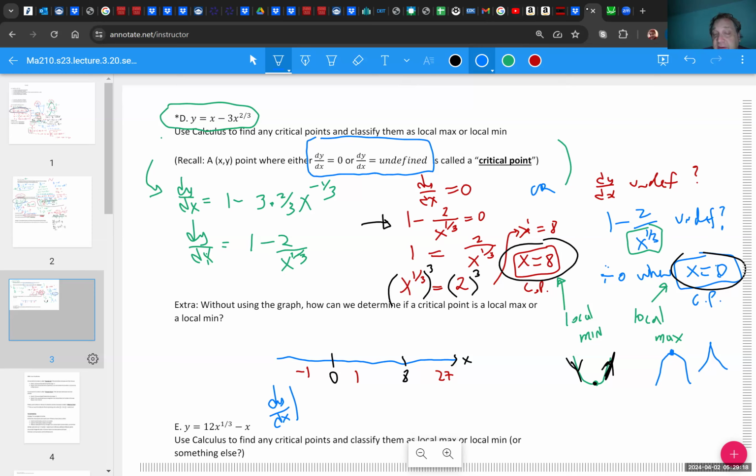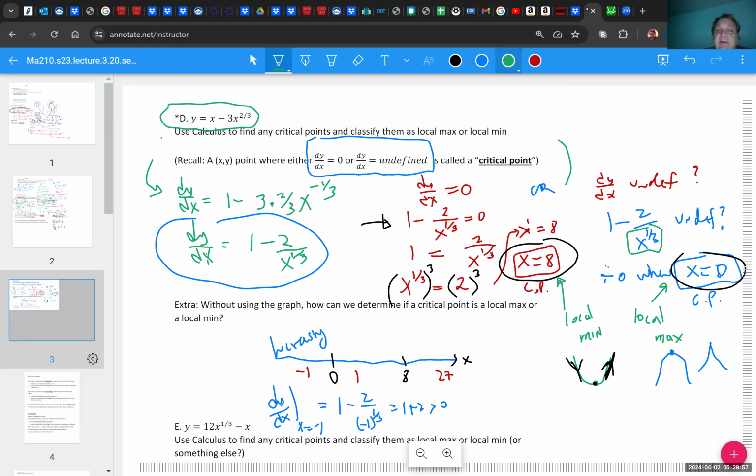So I find the derivative at each of these points at -1, and I find the derivative at 1 and find the derivative at 27. And now it tells me in that region whether it's increasing or decreasing. Remember, this is the derivative equation. So I plug -1 into that derivative equation. So that would be 1 minus 2 over -1 to the 1/3. -1 to the 1/3 is -1. So this is 1 plus 2, which is greater than 0. So at -1, the derivative is positive. So this is called increasing.